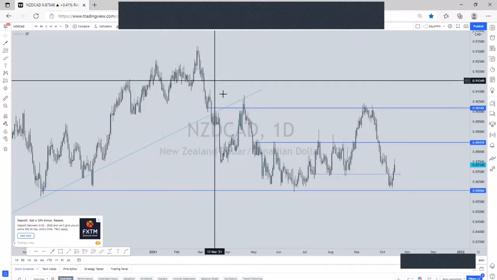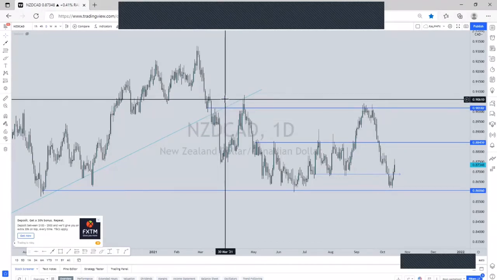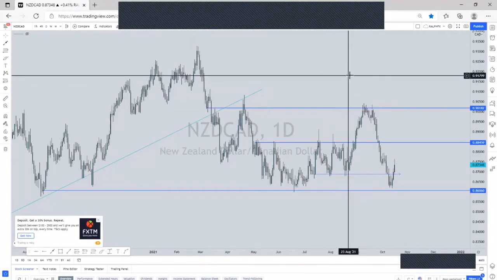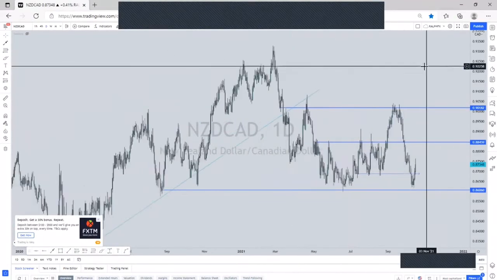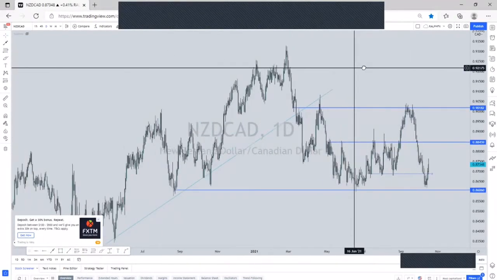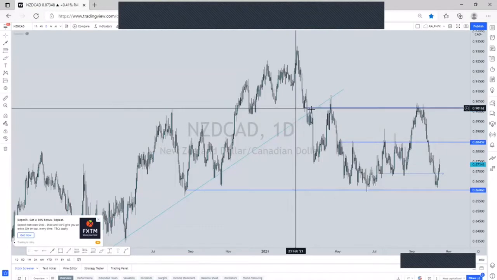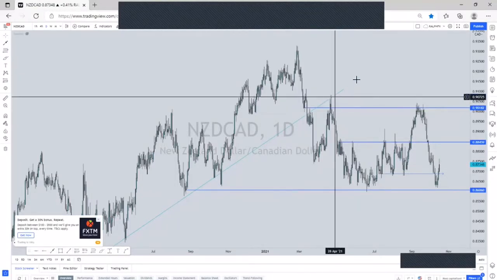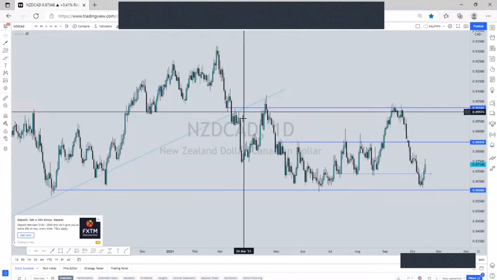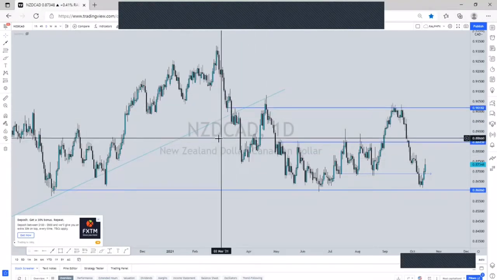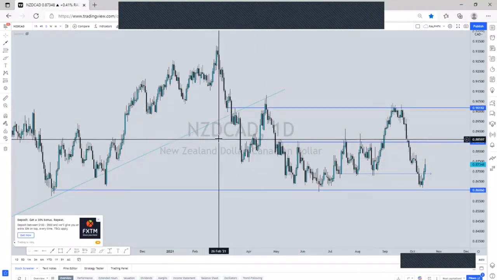Okay, so NZD CAD is what we're going to be using here. You can find liquidity on any pair by simply looking at key levels of support and key levels of resistance. This is the daily time frame, but you can do this on any time frame. You just need to find those key levels where price has been respecting, because this is a supply zone, and a supply zone is an area where sell orders are generated.